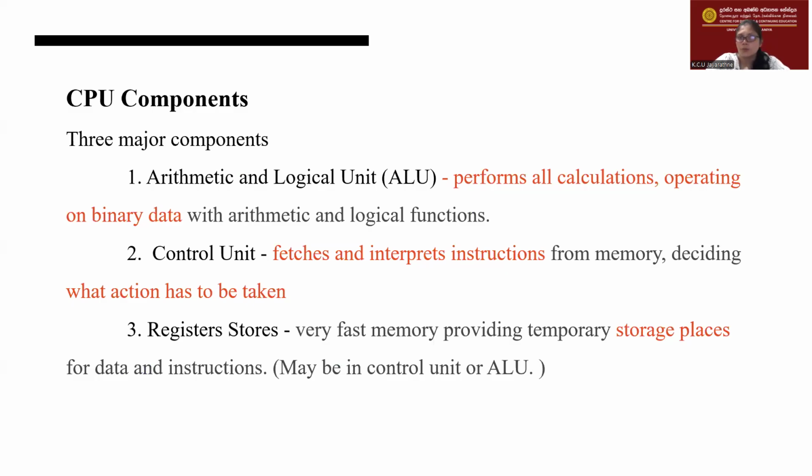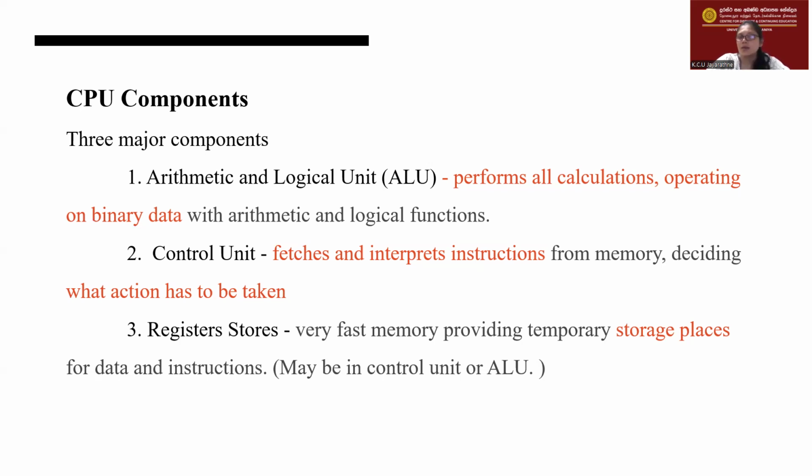In CPU components, there are three main components. First one is the arithmetic and logic unit. It performs all calculations, operating on binary data with arithmetic and logical functions. Then there is the control unit. It mainly fetches and interprets instructions from memory, deciding what action has to be taken. The third component is the register store, a very fast memory that provides a temporary storage place for data and instruction.